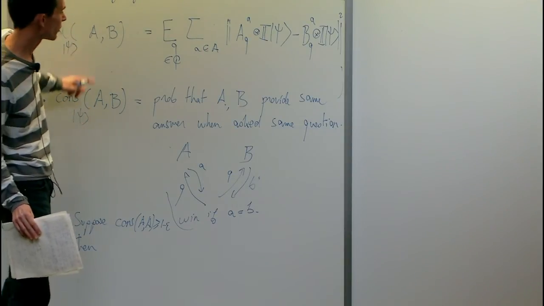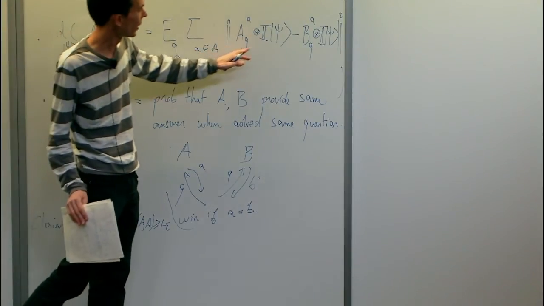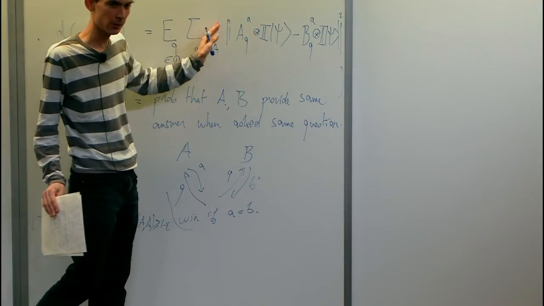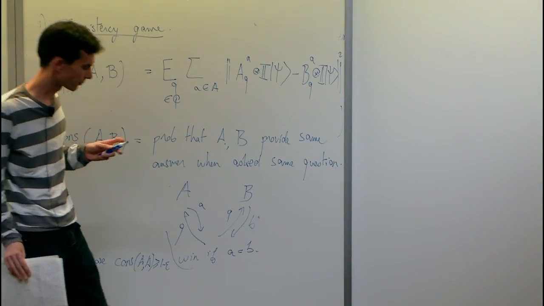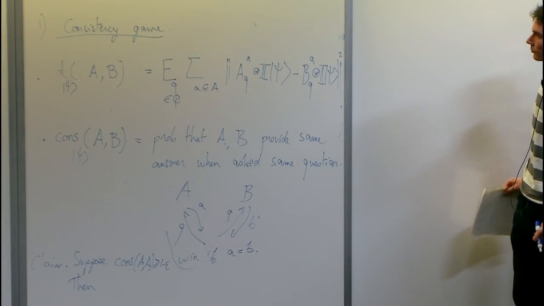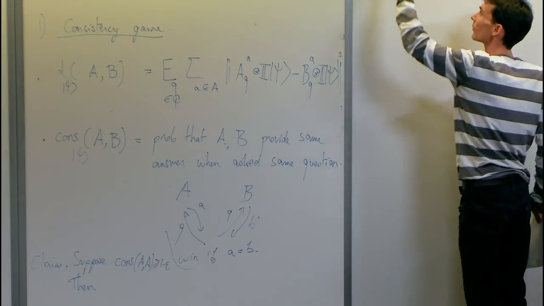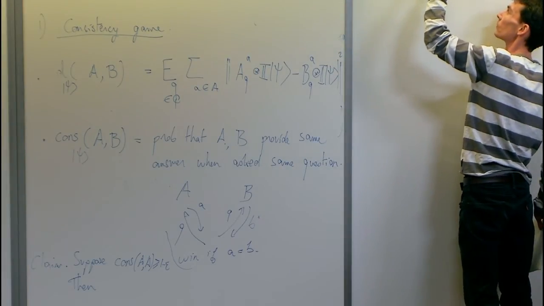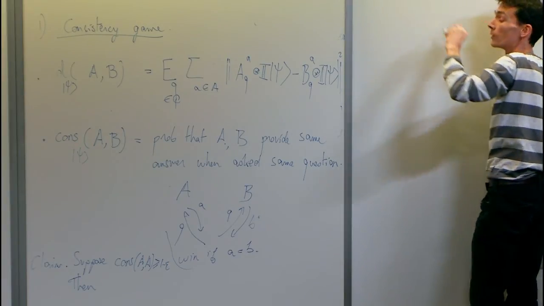Another way to see the difference between the two quantities, which makes the equivalence not completely obvious, is that here I think of the operators acting on the same half of psi, whereas here they're acting on different halves. So there's something to prove. All right, so I'll define my last game, which is the confusion game. This is the important game. It's very simple, but useful.